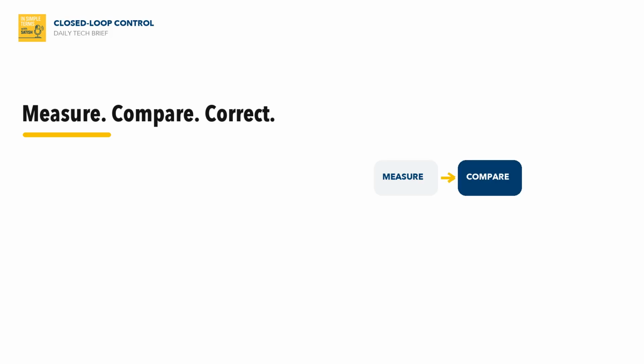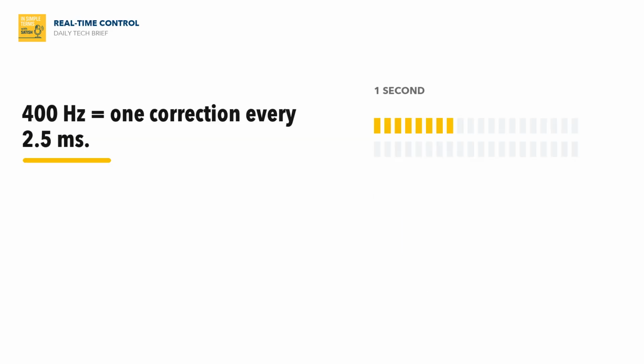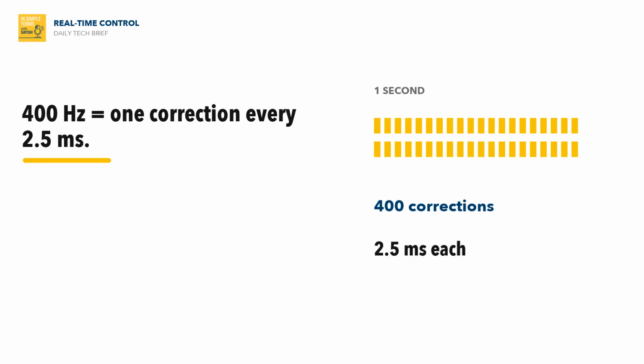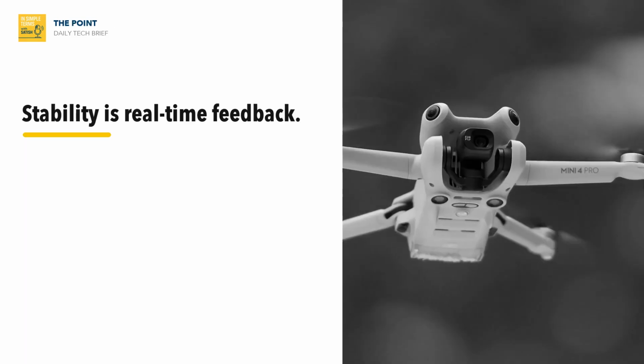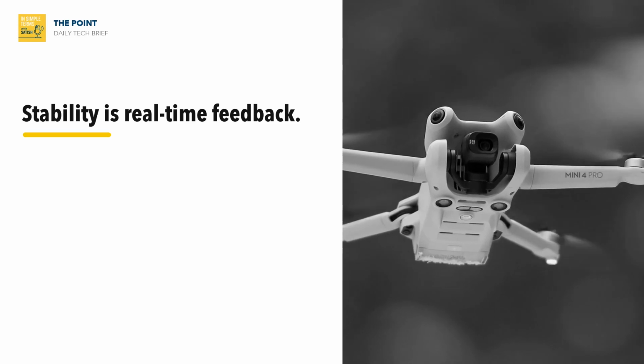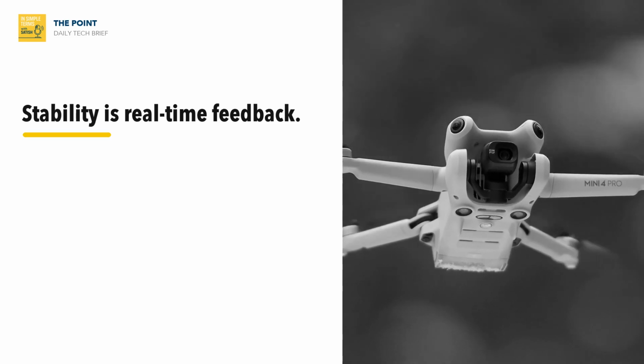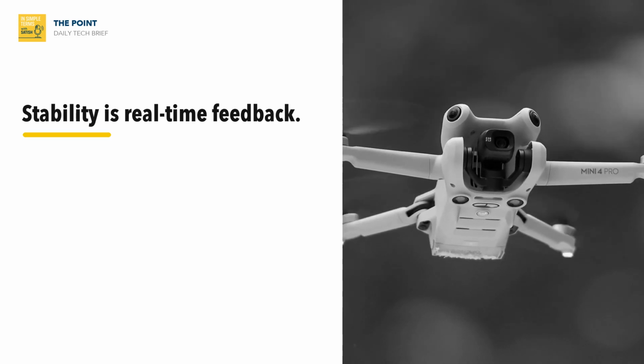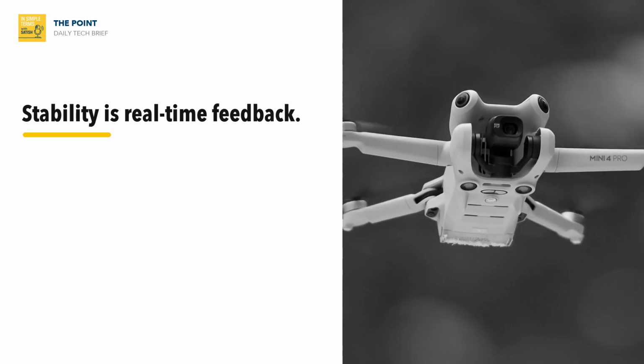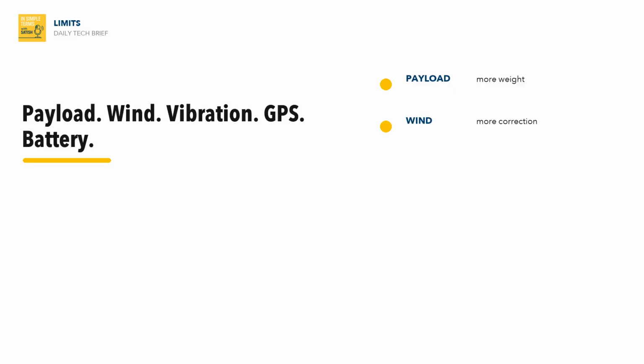This is closed loop control. Measure what actually happened, compare it with the target, and correct the next command. In real drone stacks, the fast stabilization loop can run hundreds of times per second. At 400 Hz, each correction window is about 2.5 milliseconds. The exact number depends on hardware and software, but the point is simple. Stability is not human reflex. It is real-time feedback.